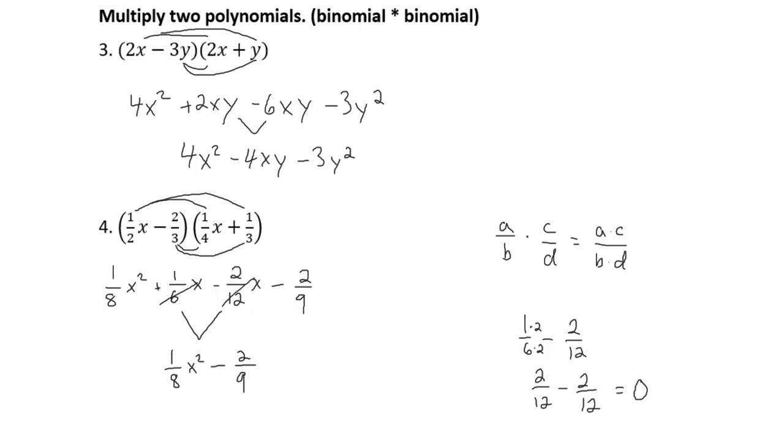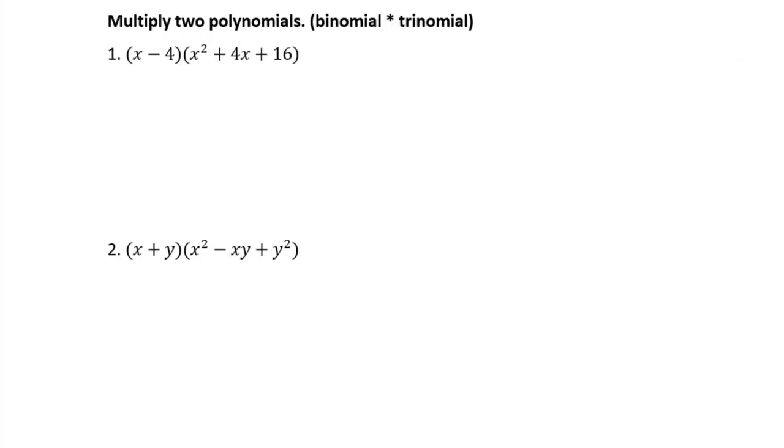All right, let's look at some more examples. So now we're going to multiply a binomial times a trinomial. So we're going to start by multiplying the x times every term first. So that gives me x cubed plus 4x squared plus 16x. And then we're going to multiply the bottom term, the last term, by everything.